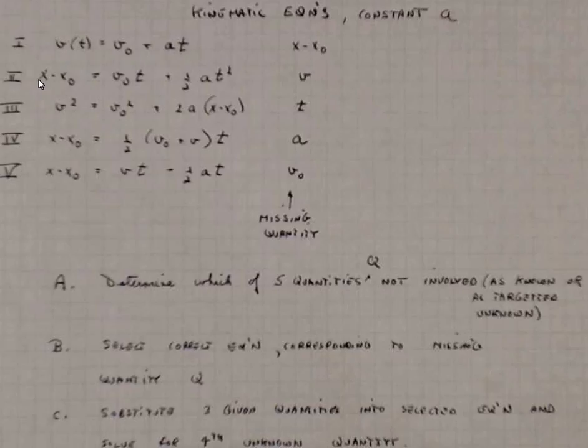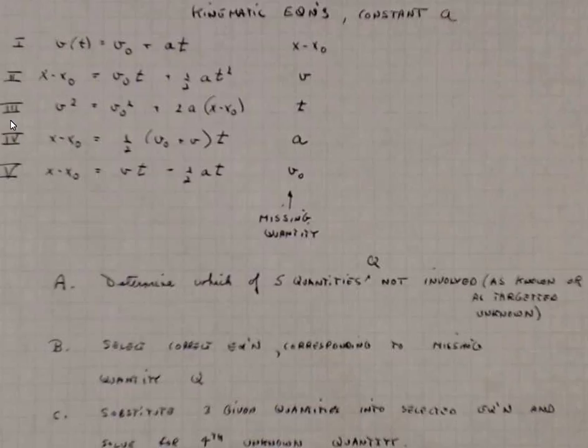Equation 2, x minus x naught, the displacement, in other words, is equal to v naught t plus 1/2 a t squared. And so the symbol missing from this is v. V naught is here, but v is not here. What's the difference between v naught and v? V is the instantaneous velocity at a general time t. V naught is the instantaneous velocity at time 0.